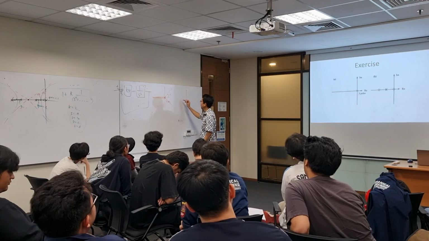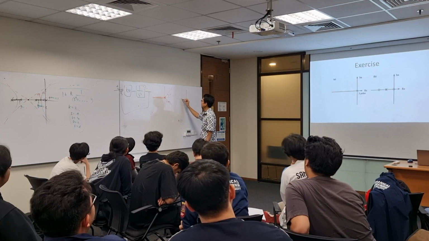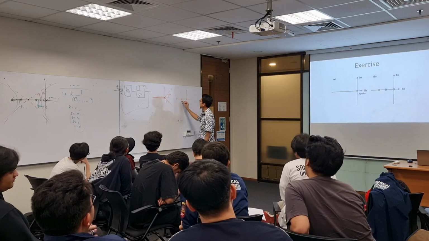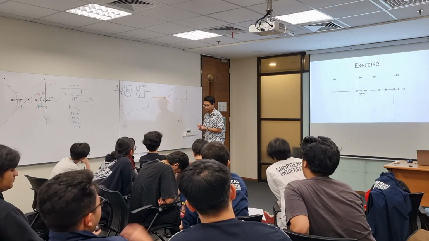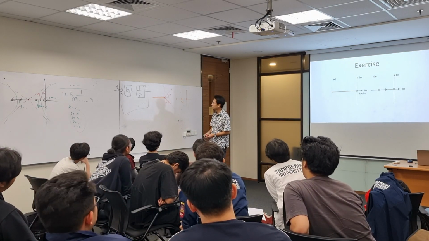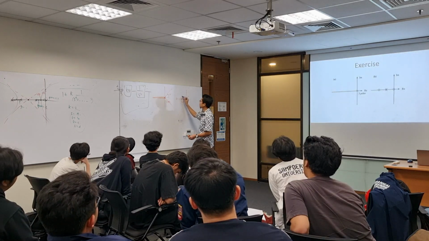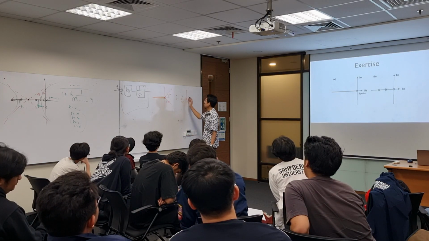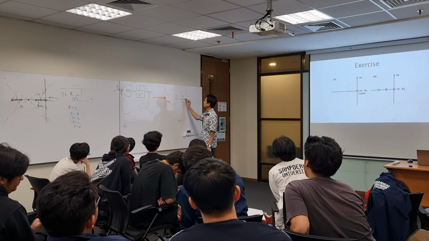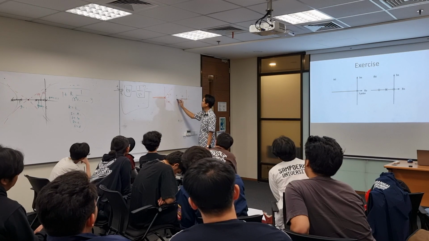And then problem B. This is 2 poles. We number them: 1, 2, 3. This is 4. So on the left of number 1. On the left of number 3.